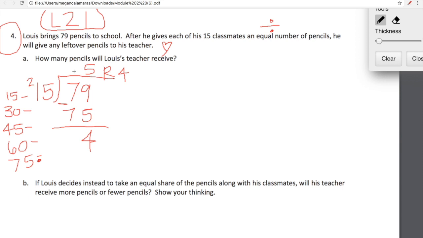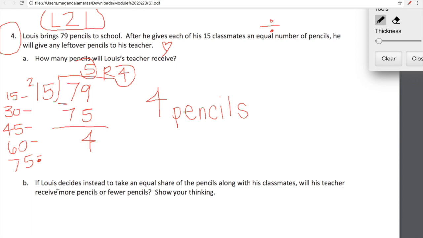Okay, so he's giving each of his 15 classmates 5 pencils, but that's not what the problem is asking. The problem is asking, how many pencils will Lewis's teacher receive? Well, he is giving his teacher any leftover pencils. 4 is our remainder, so our answer for 4A is 4 pencils.